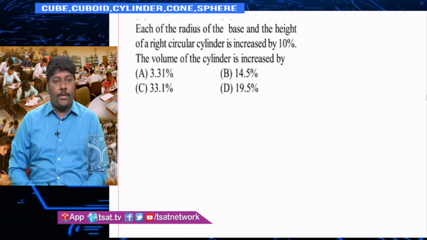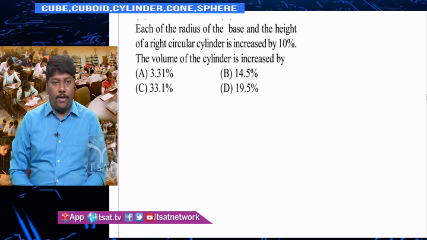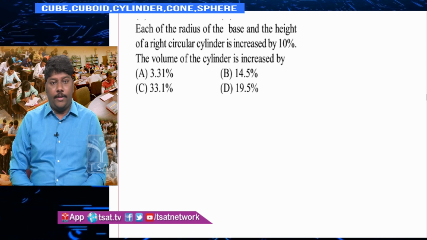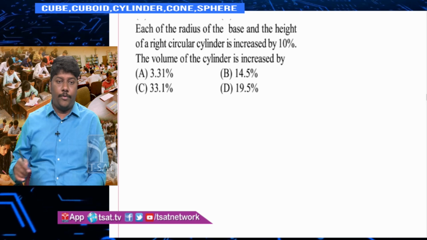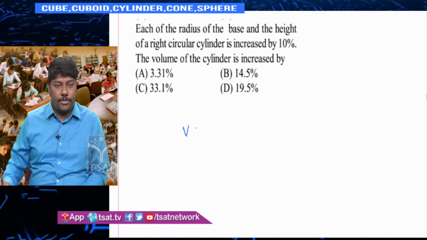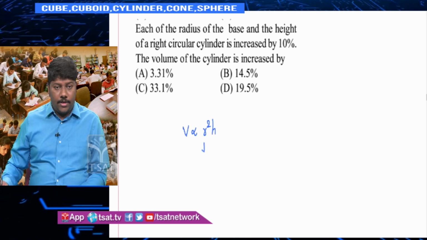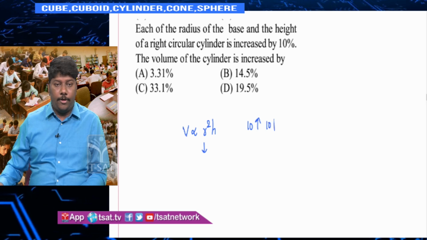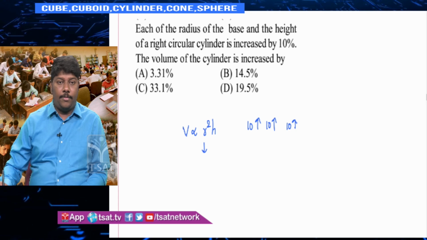Look at the next one. Each of the radius of the base and the height of the right circular cylinder is increased by 10%. The volume of the cylinder increased by. Now all of them are increased by 10%. Therefore what happens to volume? We already know volume is directly proportional to square of radius and height. So this increases by 10% 2 times. 10% followed by 10% followed by 10%. You can use the formula which I said.